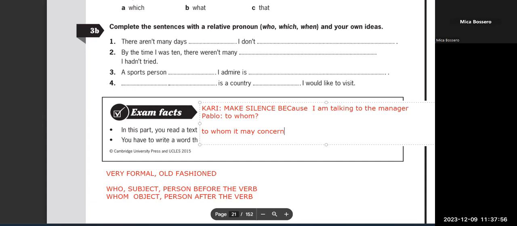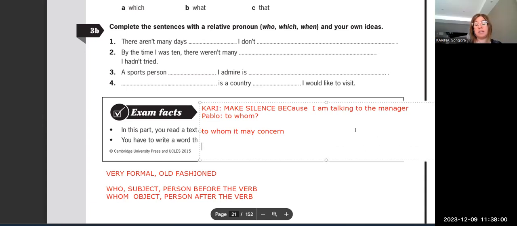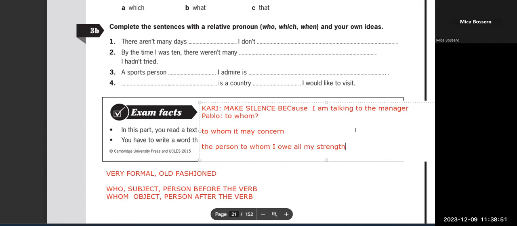Yes. Very good. And for example, imagine you are doing a speech, a eulogy. You know, a eulogy is the speech that you do when people die. I don't know the name in Spanish, but in English it's eulogy. So you can say, for example, "the person to whom I owe all my strength." "The person to whom" is a very complex way of saying I owe him something. Do you understand? Very good. Excellent. Well, very good, people.